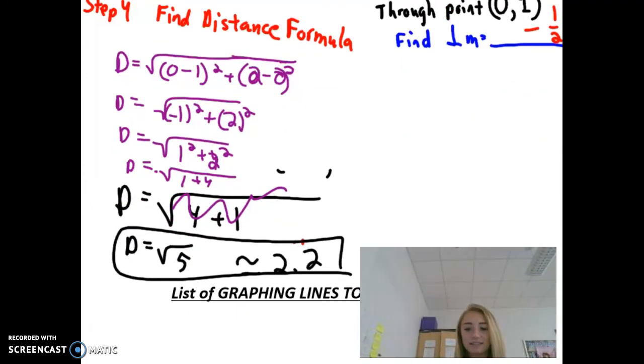What do you do if the points are not exact, like 0, 1, and 2, 0? Use the graphing calculator. I'm not really sure what you do on the graphing calculator, but you use it.